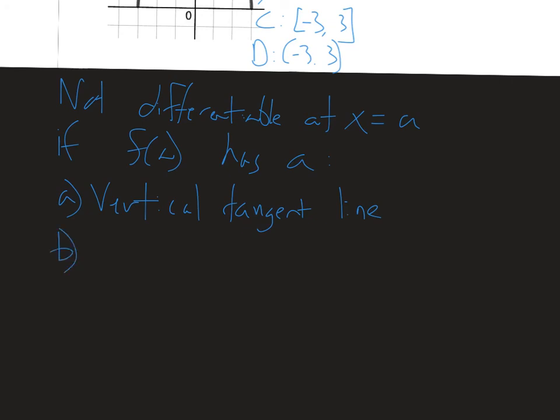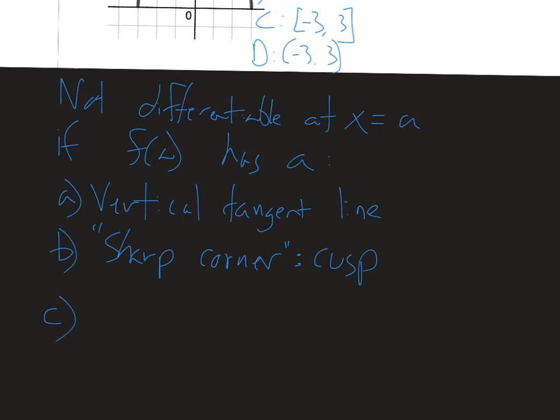B, which we saw on the previous page, is that sharp corner, which we call a cusp. And then the other option, we saw those jumps, and we saw the vertical asymptote.